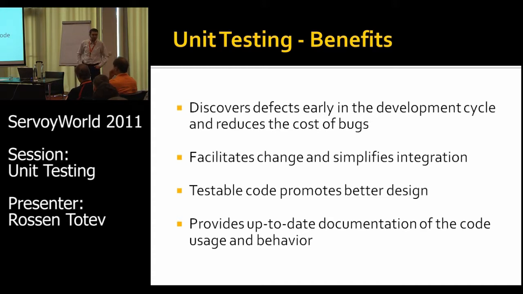Also, testable code usually promotes better design, because making code easily testable usually requires that the different parts of the system are decoupled. They're not tightly coupled together. Things are correctly abstracted, so you can take a part of the application and isolate it from the outside environment and be able to run the tests against only a small portion of your system.